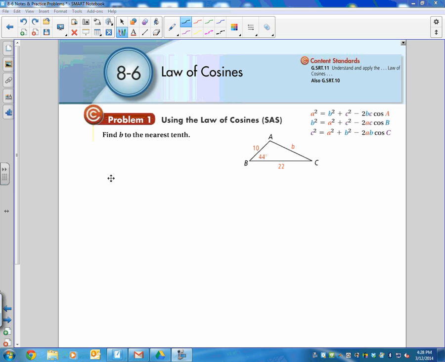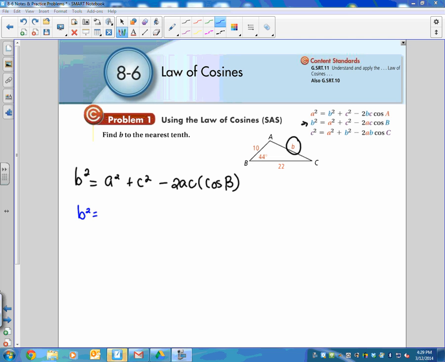Okay, so now we're going to talk about the actual application of the law of cosine. So we're going to try to find b, and so we're going to use this version of the law of cosine. I'm going to say that b squared is going to be equal to side a squared plus c squared minus 2 times ac times the cosine of angle B, and then I use a capital letter for the angle. Okay, and then I go back and fill in the values that I have.